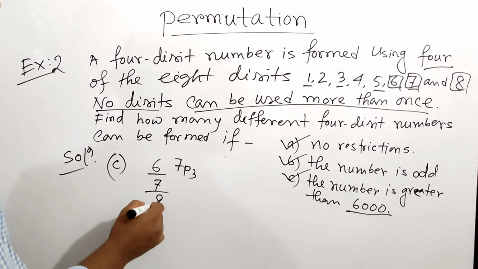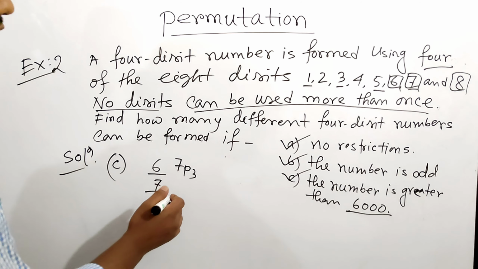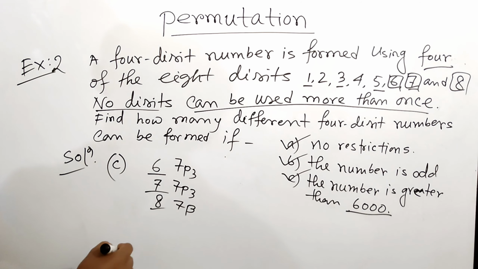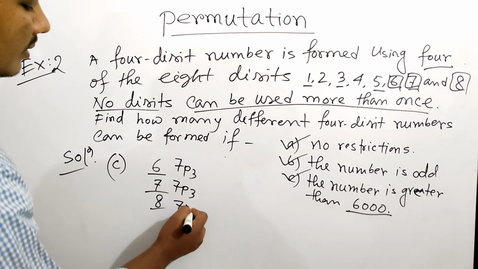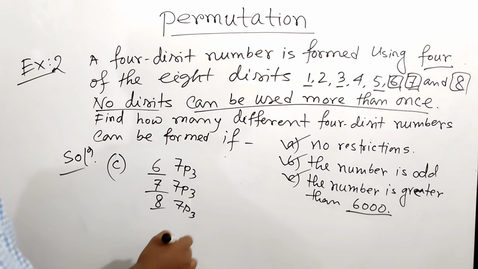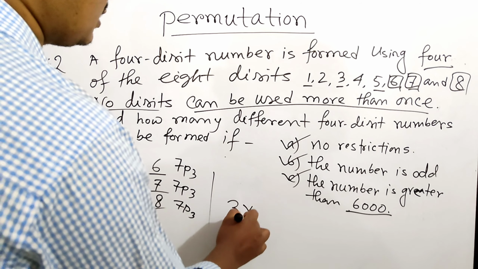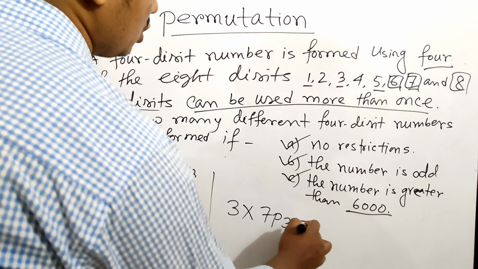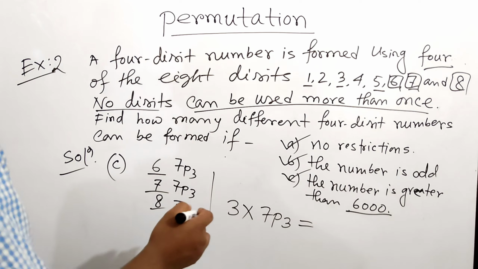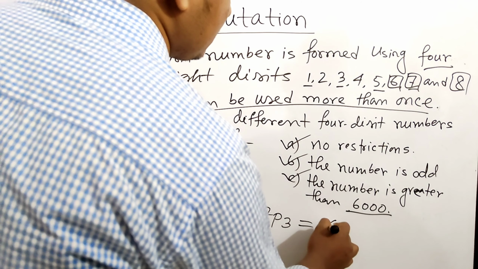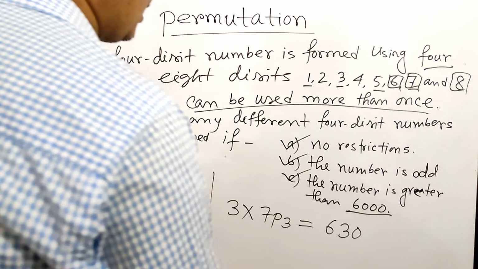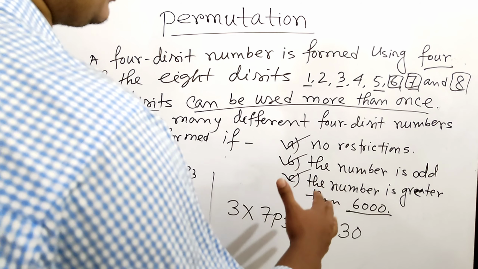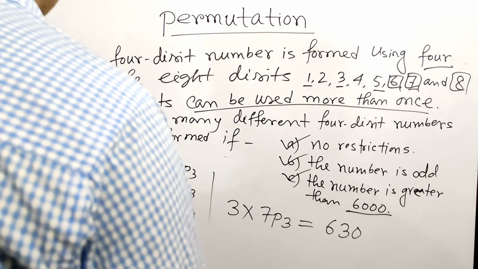The same holds for the next 2, that is 7P3 each. So there are 3 of 7P3, and you just do the multiplication, 3 times 7P3. Using the calculator, it should be 630. That means you can make 630 numbers which are greater than 6000.